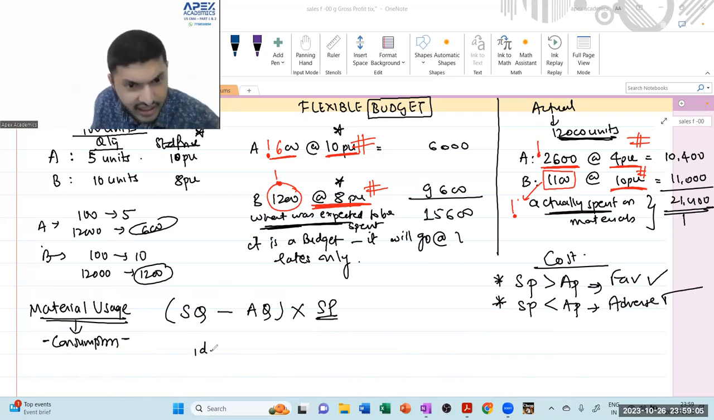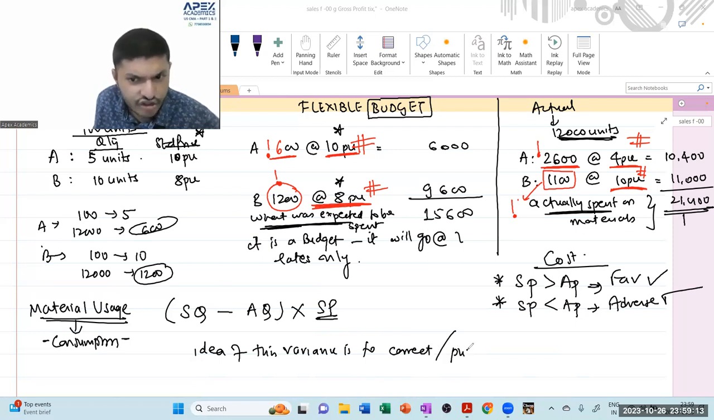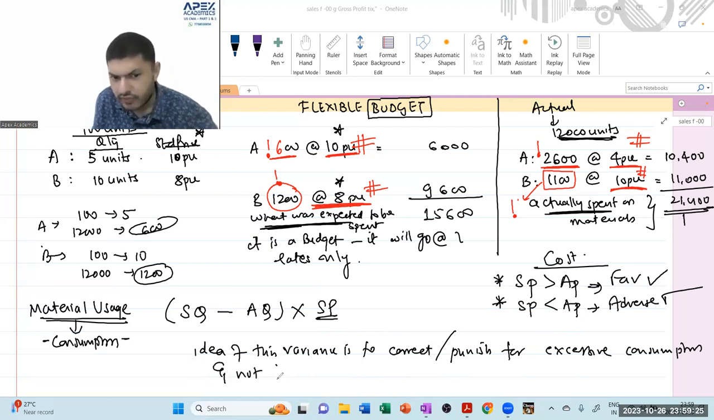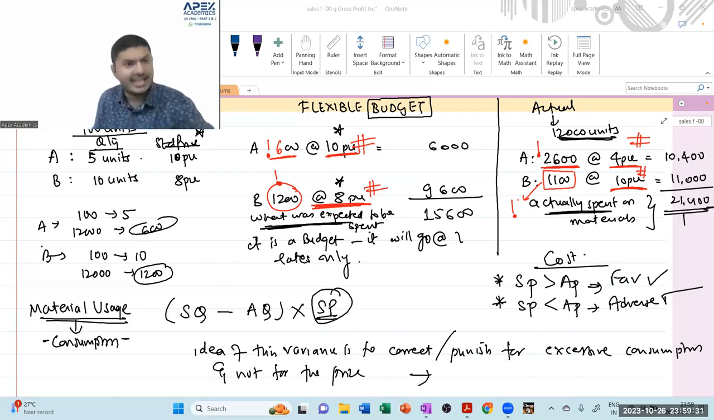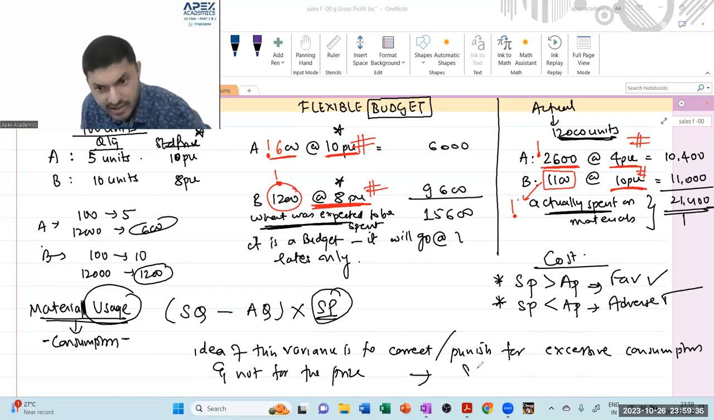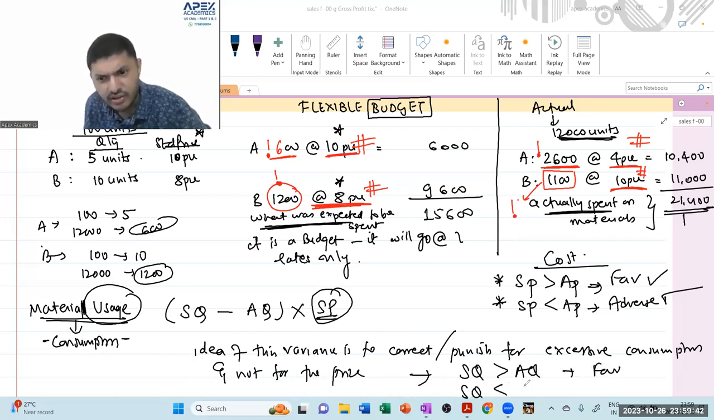The idea of this variance is to correct or punish for excessive consumption and not for the price. Therefore, I will always have a standard price whenever I'm taking into consideration the usage variance. Now over here, it is common sense. If standard quantity exceeds my actual quantity, it is good, it is favorable.